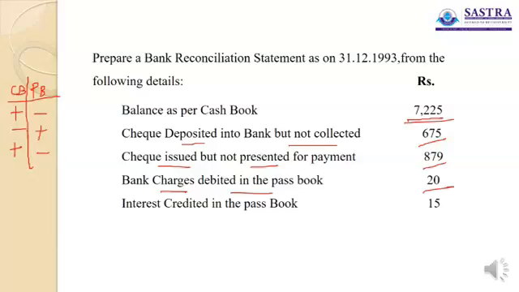And interest credited in the passbook. See, direct interest that has been credited in the passbook of a trader worth 15 rupees may be taken into account as an income and recorded in the passbook, which increases the passbook or bank balance. Whereas the bank column of the cash book has not yet been entered with such interest income, so that it keeps the cash book's balance minus.